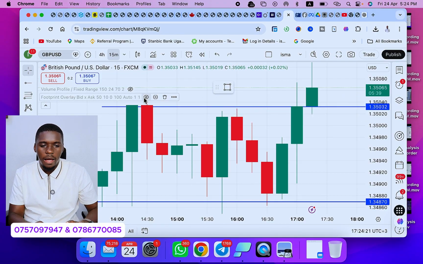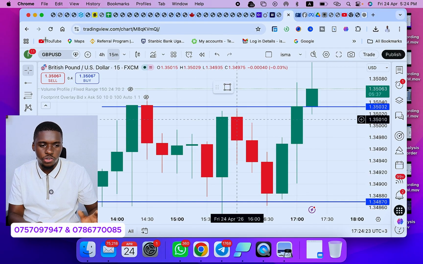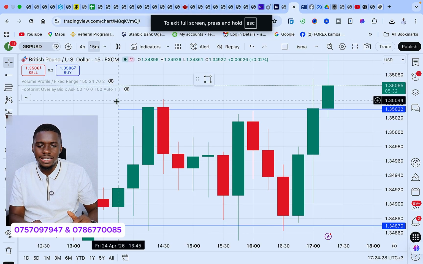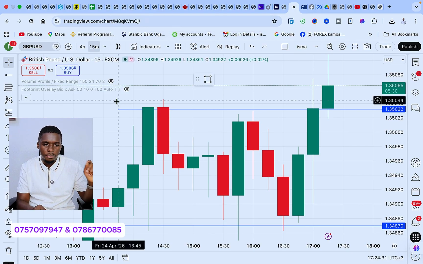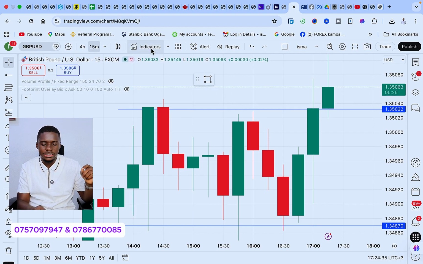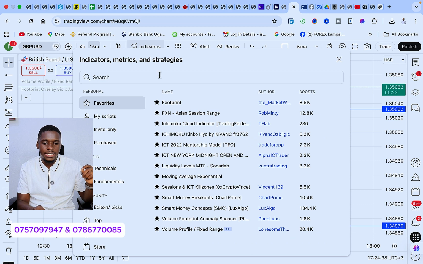So when we talk of delta, most people get confused. In the first place, when you come to your TradingView, let me maximize it. If you decide to use TradingView, and this time around you have decided to use the footprints, you just come to indicators, okay? And I will highly recommend that you use an indicator called the footprint layout that shows the bid and ask.